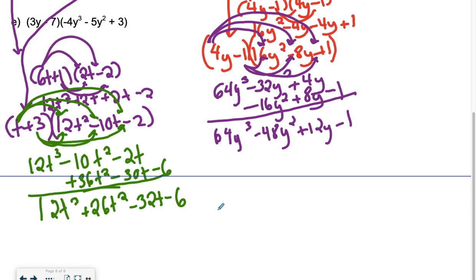Okay, E, last one. So E I'm going to do right here. This one is just a quick multiplication of a binomial times a trinomial again. This time you have a negative. Don't let that throw you off.